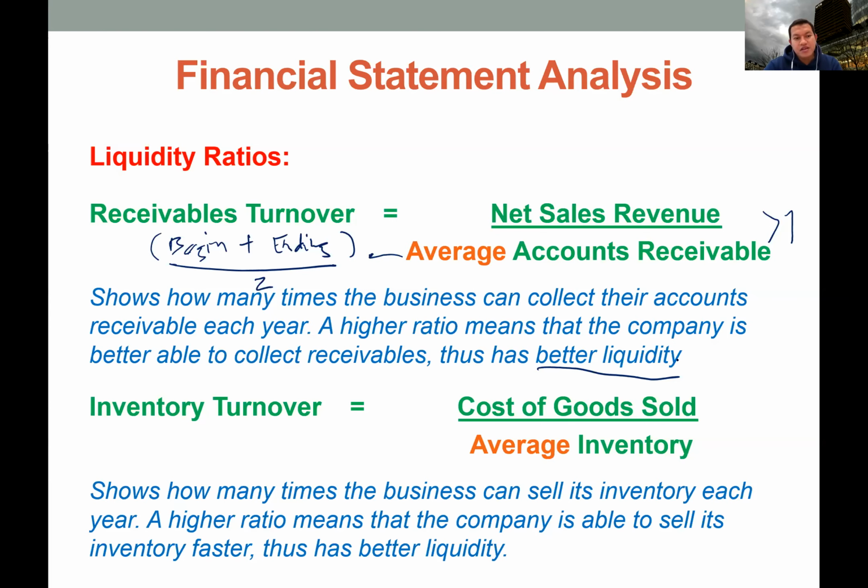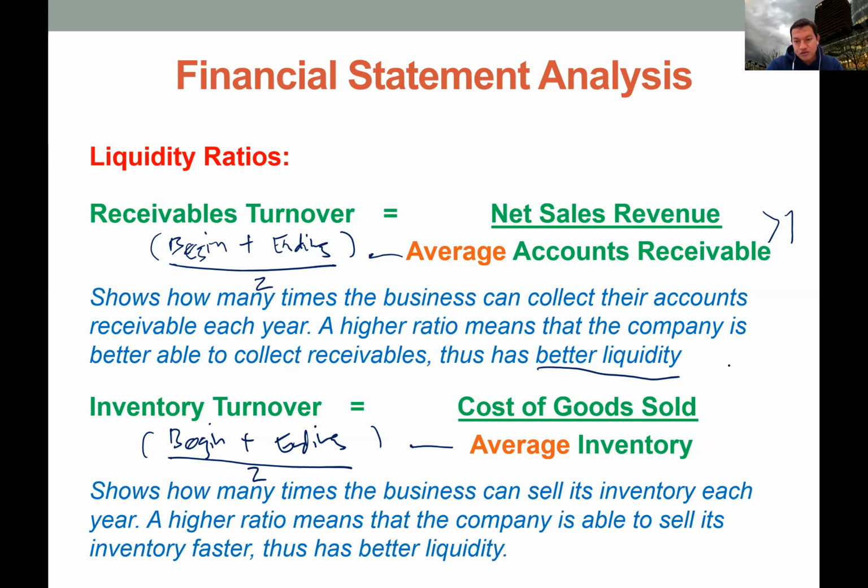Same idea with the inventory turnover. In inventory turnover, we want to evaluate how quickly or how efficiently the company is managing their inventory. The formula is the cost of goods sold divided by the average inventory. We have average, which means we have to calculate the beginning balance plus the ending balance of inventory, and then divide by 2.